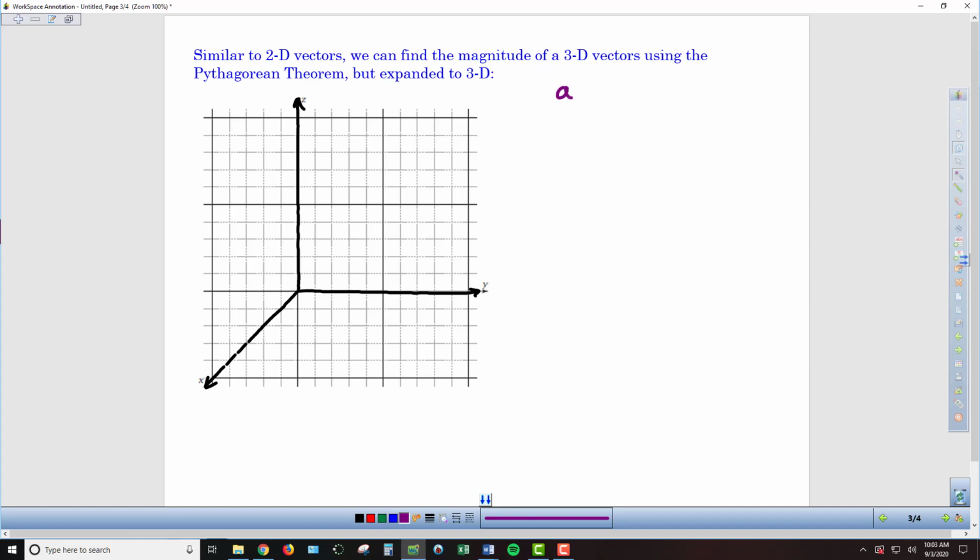We of course know that the Pythagorean Theorem is a squared plus b squared equals c squared. So if we know the two legs, we know what the hypotenuse is. Well, the 3D version of that is a squared plus b squared plus c squared equals d squared. Meaning if I know the distance from one point to another in 3D space in the x, y, and z directions, then I can square those, add those, and that'll equal the square of the actual distance.